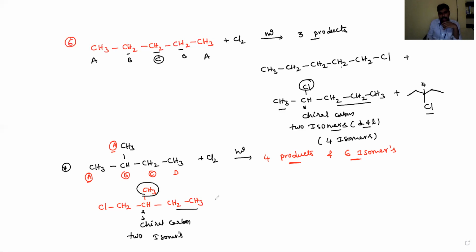The second product is at the D carbon, where you replace the hydrogen atom. The product is CH3-C(Cl)(CH3)-CH2-CH3. Here there is no chiral carbon. At the C carbon, you replace the hydrogen atom and we get an asymmetric carbon, and that's why this product has 2 isomers.